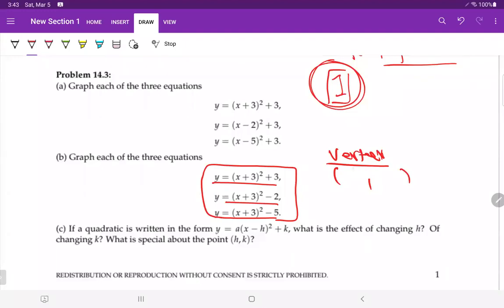3, 3. Do you agree with him? Oh, sorry, -3. Negative 3, 3. Okay, the second one: -3, -2. Last one: -3, -5. So we can imagine where the vertex is now for each of them. They're not going to be on the same side, basically. The x value is going to be the same, but the y value is going to be different.